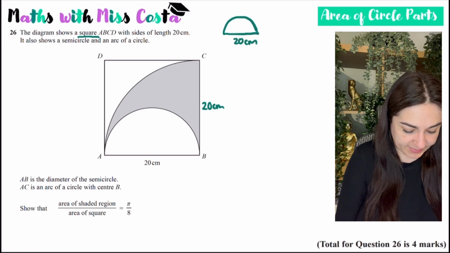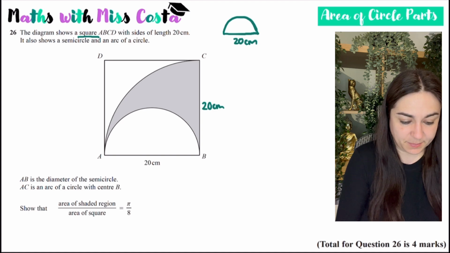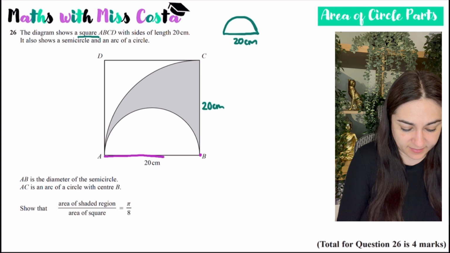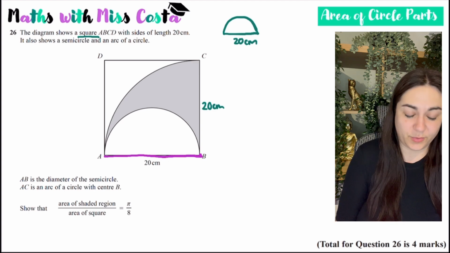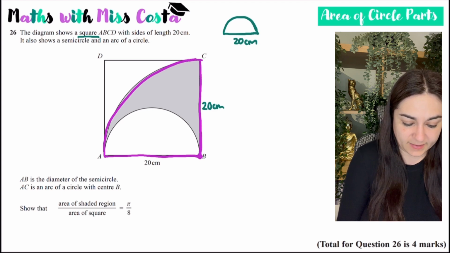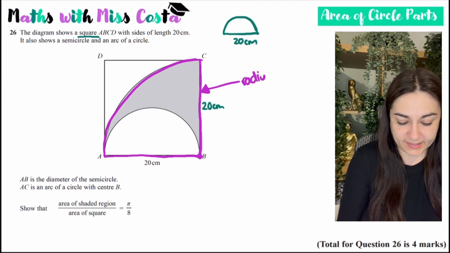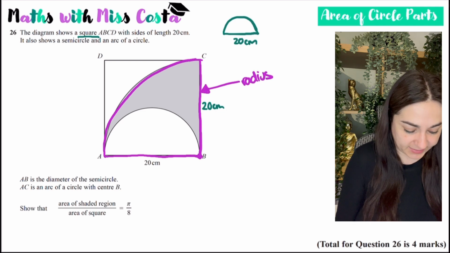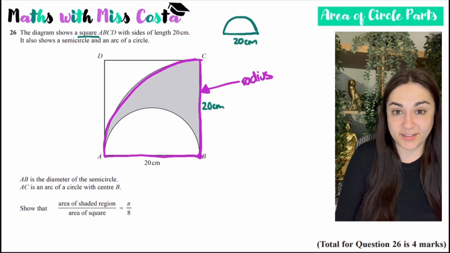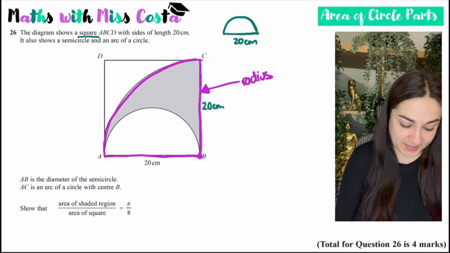And I'm told that AC is an arc of a circle with centre B. So it's complicated language, but if this is the centre of the circle, then this must make AC a quarter of a circle, because the radius is going to be here. So this must be the radius of that other bigger circle. I need to show that the area of the shaded region divided by the area of the square is pi over 8. So there's quite a lot of stuff that I'm going to need to do here.